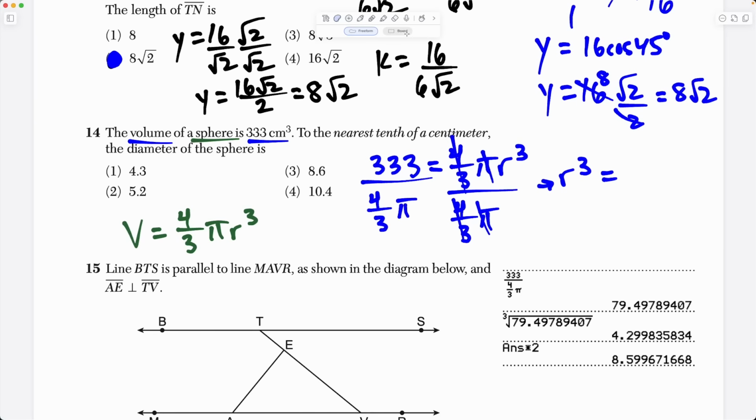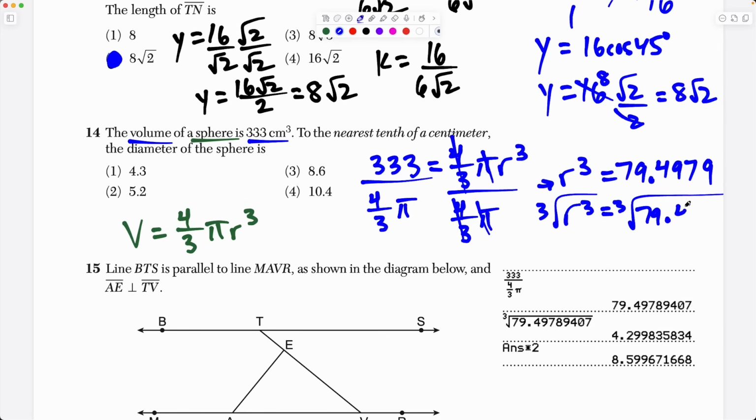We had r to the third. So up to this step here, we had 79.497, and then I'll just round this part here to a 9. And then we took the cube root of both sides. So cube root of r to the third equals cube root of this number here, 79.4979. And this value here, when we work this out, r equals, to the nearest tenth, 4.3. And then from here, we just double this. The diameter is equal to 8.6.